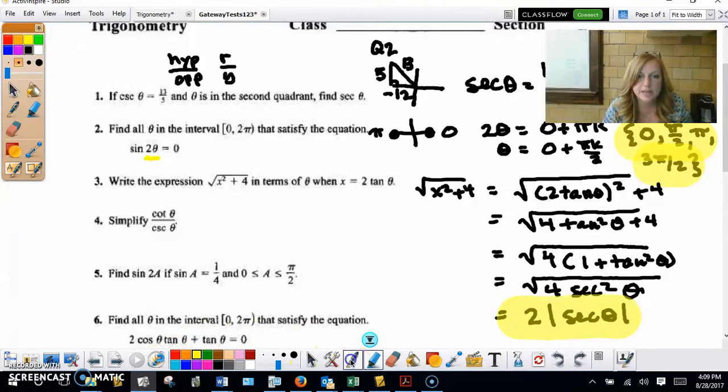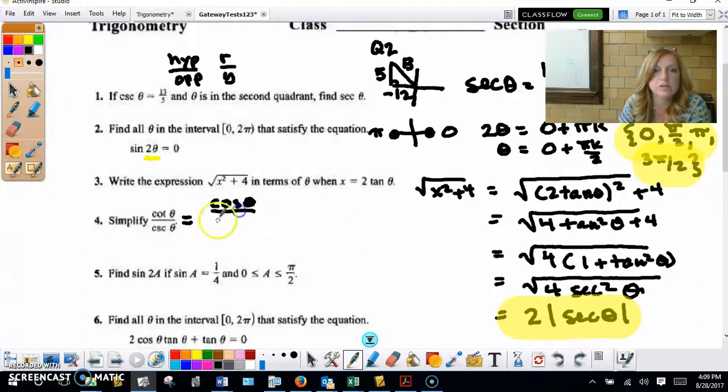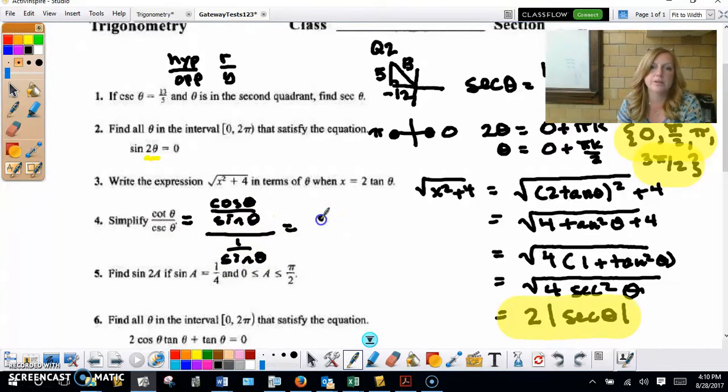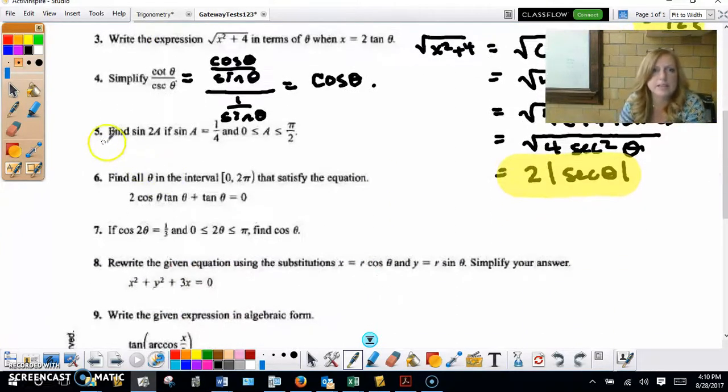Now, going on to the next problem, we have cotangent over cosecant. Again, we're just playing around with simplifying using identities. Cotangent is cosine theta over sine theta. Our cosecant is 1 over sine theta. If you basically flip and multiply, it will cancel and simplify to cosine theta, and we're done with that problem. Pretty easy. All right, over here, we're utilizing our double angle identity in number 5.